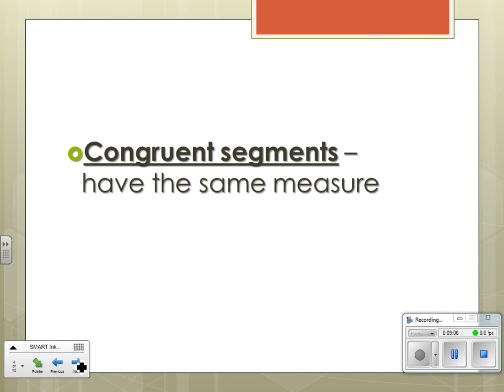Word that I think you've seen before, and if not, you'll get really, really familiar with it because it's one that you will see over and over again. Congruent. This time, congruent segments, we're just going to say they have the same measure. They have the same measure.